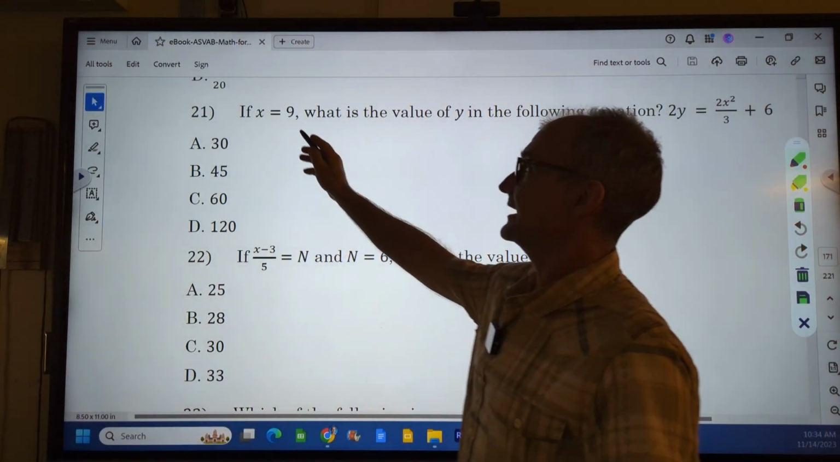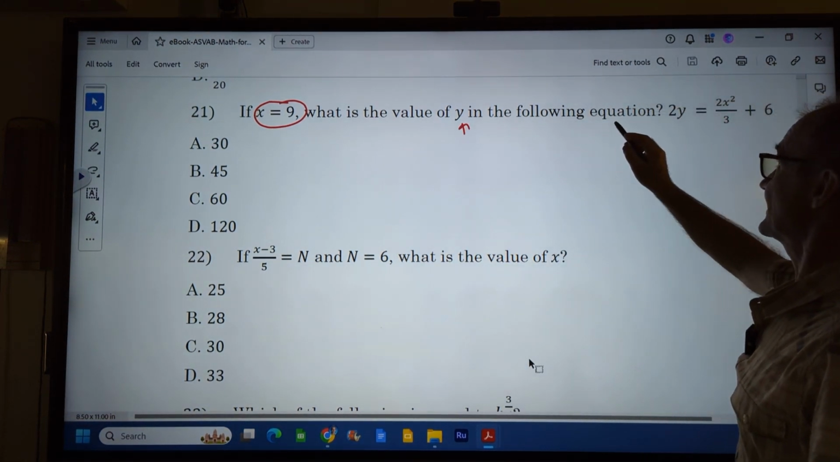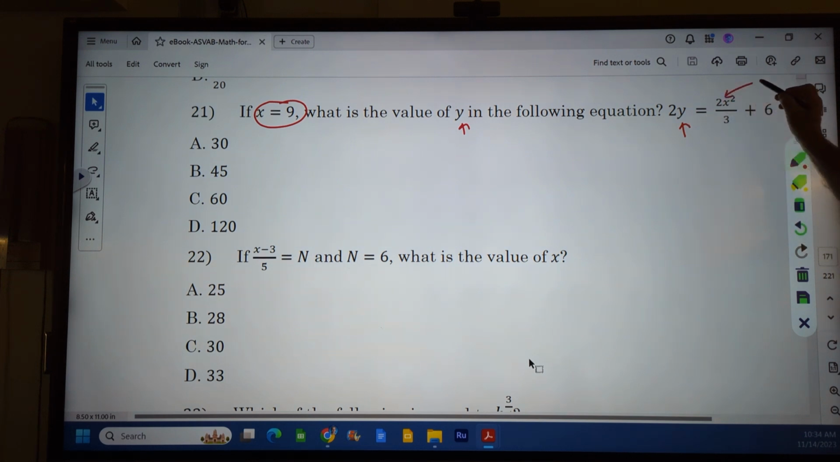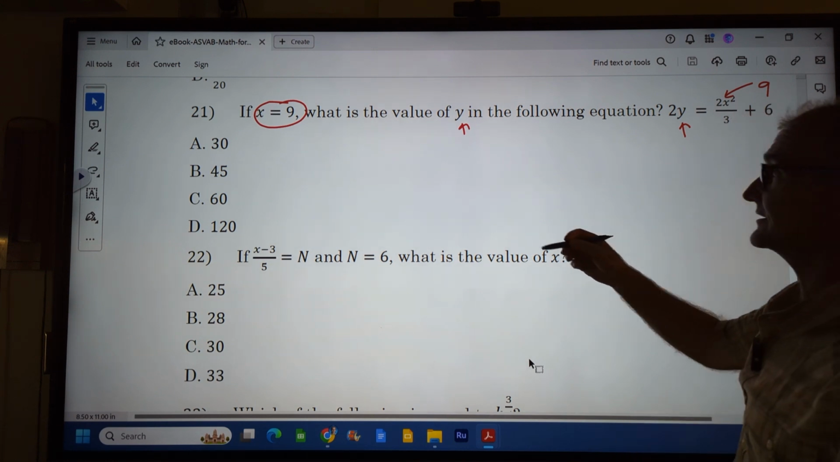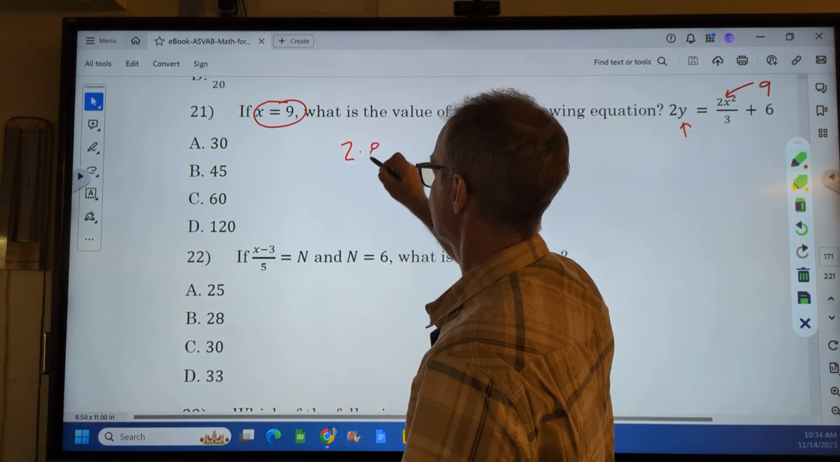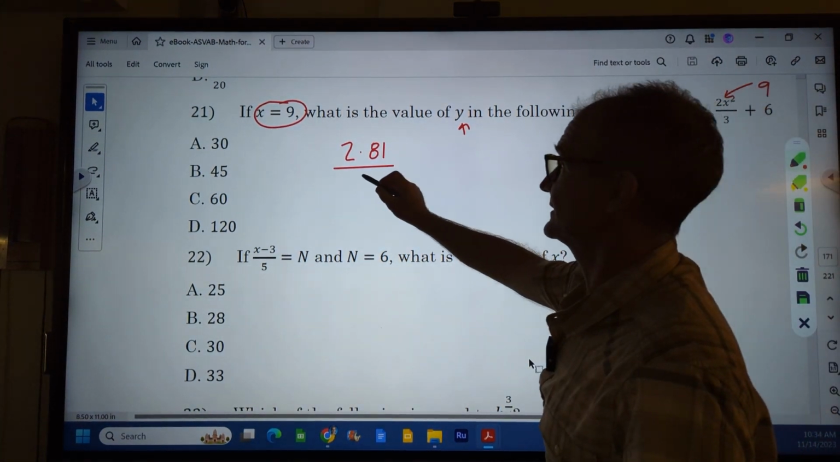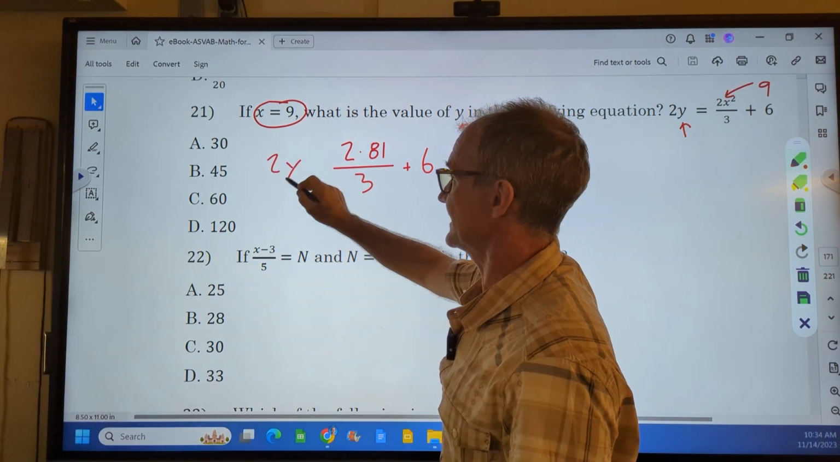Number 21, x is equal to 9. What is the value of y in the following equation? So I'm solving for y, and I'm given x is equal to 9. So I got to take that 9 for x and plug it in there. Order of operations is really important here. I have to do my exponents first. So I'm going to take that 9, plug it in there. I get to square it. 9 times 9 is 81. So I have 2 times 81 all over 3 plus 6. And that 2y is equal to that.